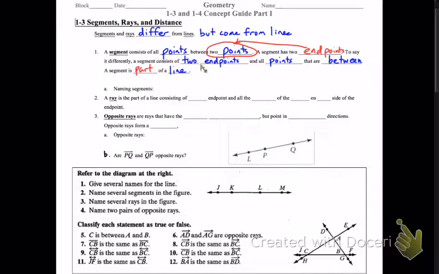So let's take a look at a segment. If we have a point A and we have another point B, it would consist of all the points in between, this one, this one, this one, this one, this one, and every other point, which therefore makes a segment.